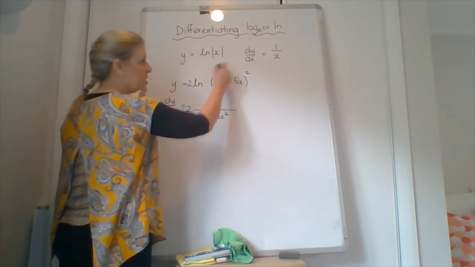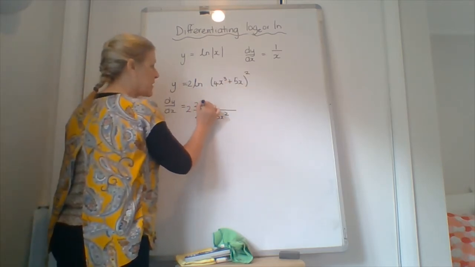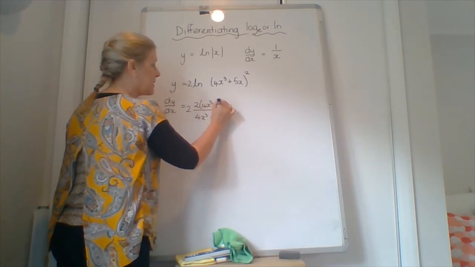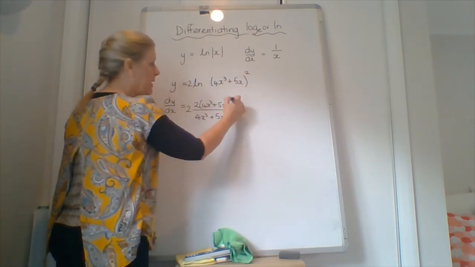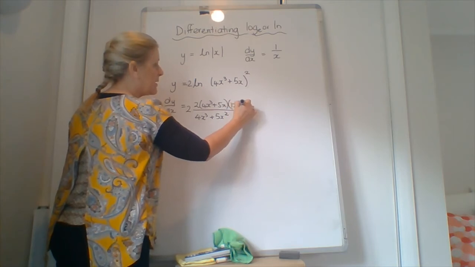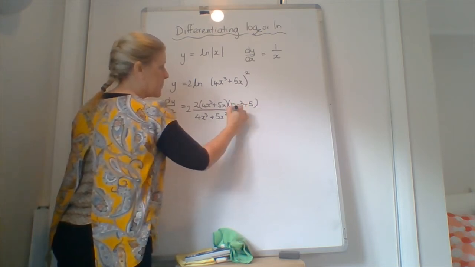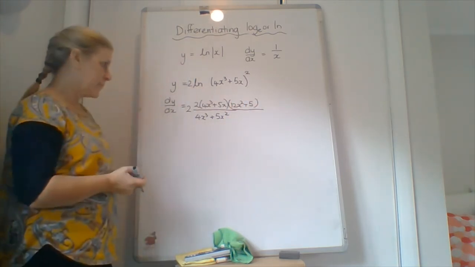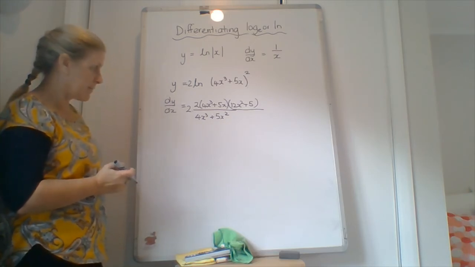Now we have to differentiate this, which is 2 of the thing in the brackets, decrease the power by 1, multiplied by whatever's in the brackets. Okay, that's a pretty horrific looking thing.